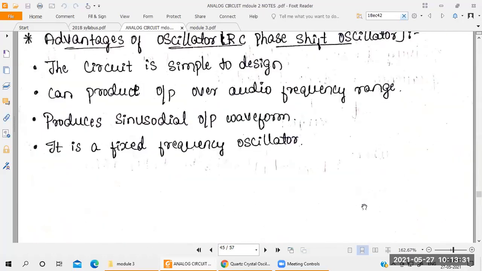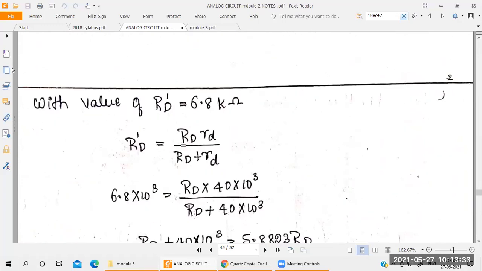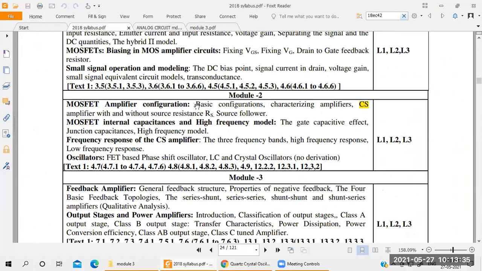If you have any doubts, you can ask me now. In module number 2, we discussed the MOSFET amplifier configuration, MOSFET internal capacitance and high frequency model, the frequency response of the common source amplifier, and then oscillators. So this completes module number 2. Understood?